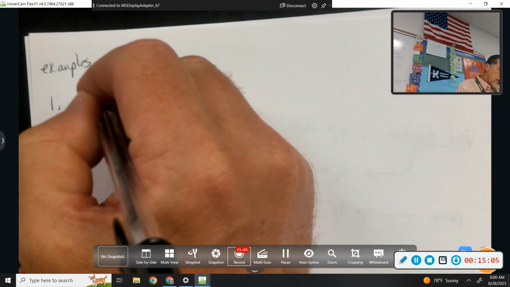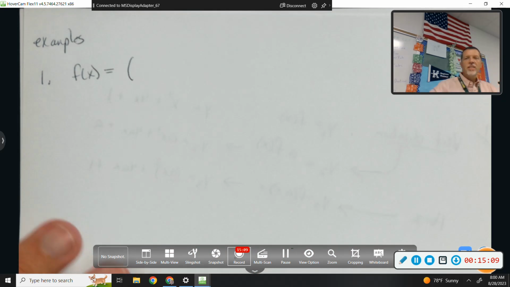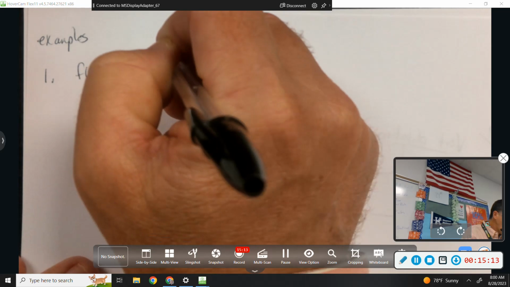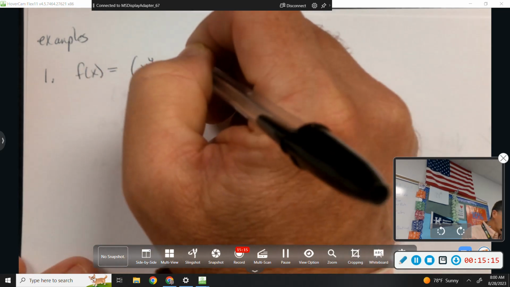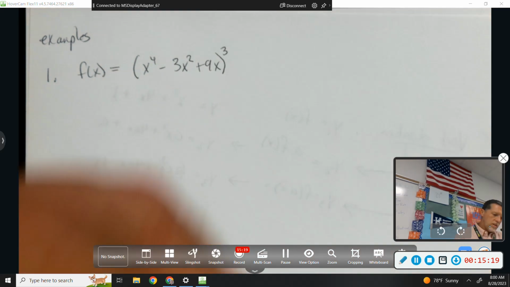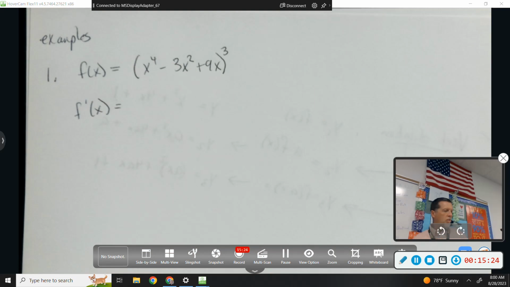F of x equals, parentheses, so there's a hint of what's coming. X to the fourth minus 3x squared plus 9x, all cubed. All right, so this is just examples.